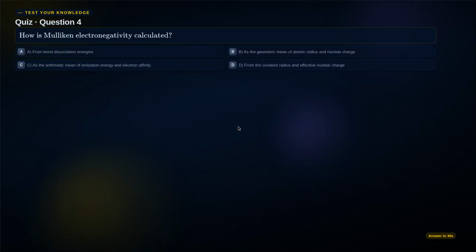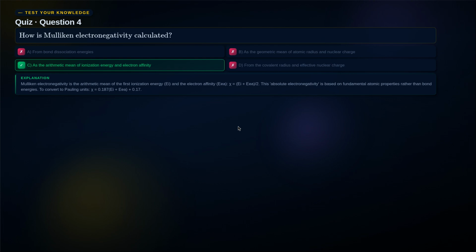Quiz question 4. How is Mulliken electronegativity calculated? Is it A, from bond dissociation energies, B, as the geometric mean of atomic radius and nuclear charge, C, as the arithmetic mean of ionization energy and electron affinity, or D, from the covalent radius and effective nuclear charge? The correct answer is C. Mulliken electronegativity is the arithmetic mean of the first ionization energy and the electron affinity. It is called absolute electronegativity because it is based on fundamental atomic properties.